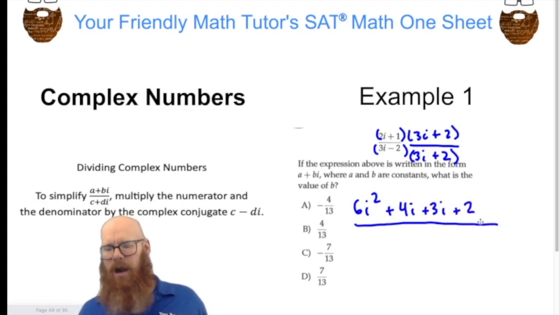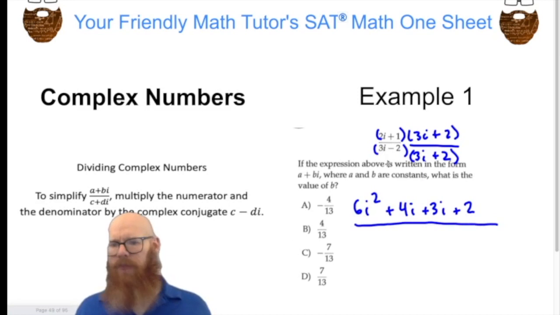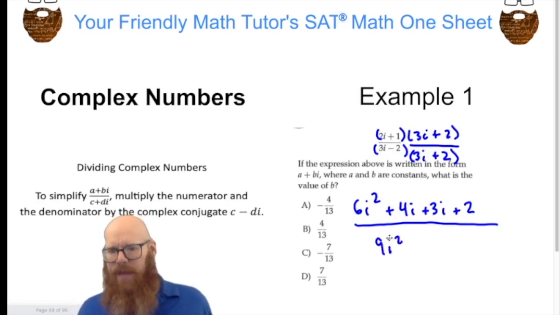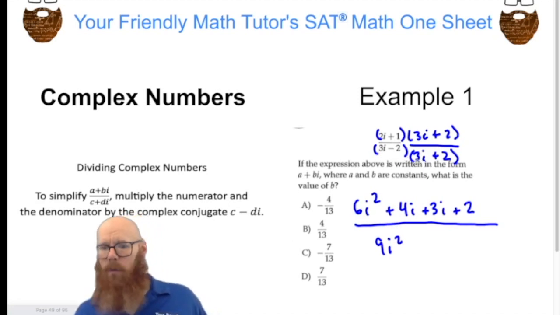In the denominator, I don't have to do all of FOIL. I only have to do the first and the last. So I'm going to get 9i squared. Then the middle terms are always going to drop out, which is the reason that we're multiplying by the conjugate. So don't worry about those. Just do the -2 times 2. So that's minus 4.